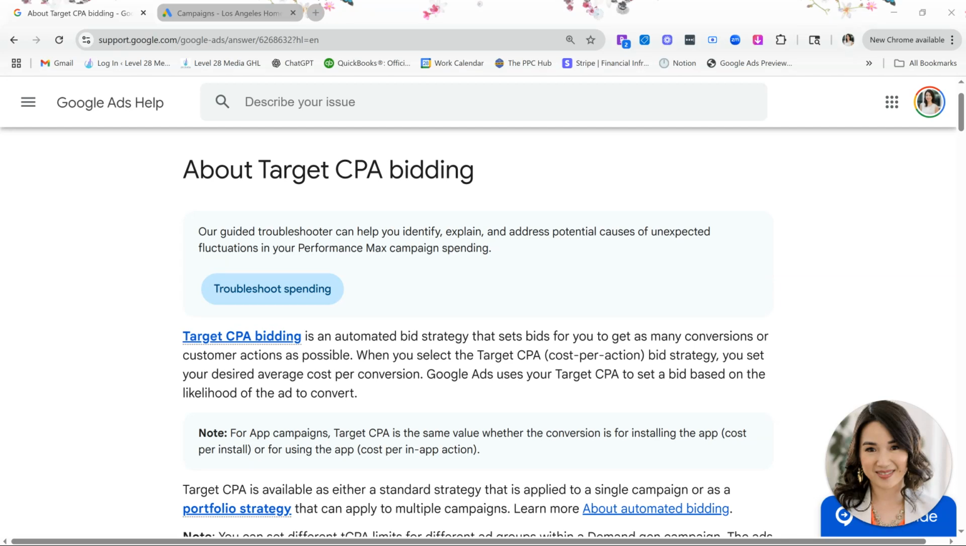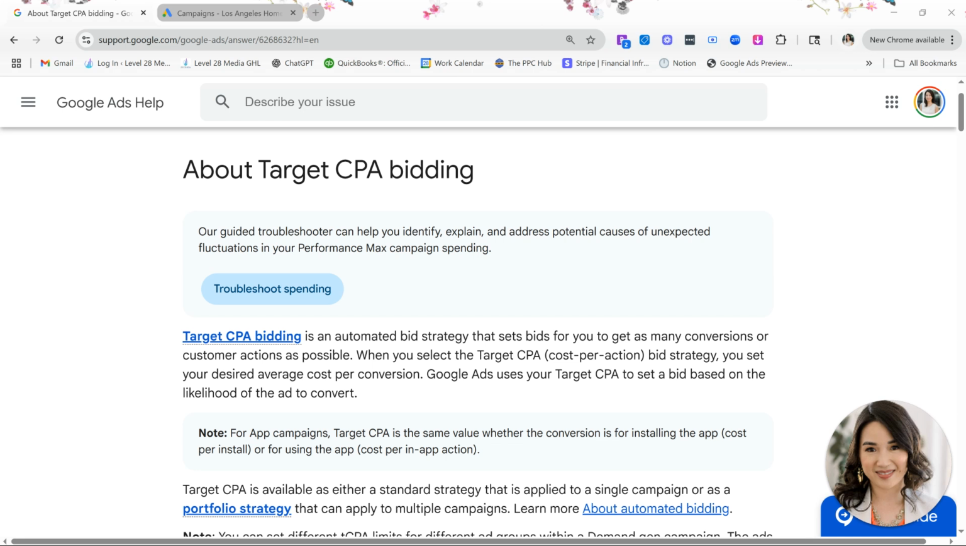How can you pick a target CPA for your Google Ads lead generation marketing campaign? I'm going to address that in this video. What I'll say is choosing a target CPA, or tCPA, in Google Ads is really about balancing cost efficiency with lead volume. And there's a couple ways to go about it.